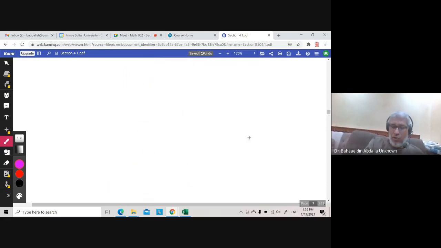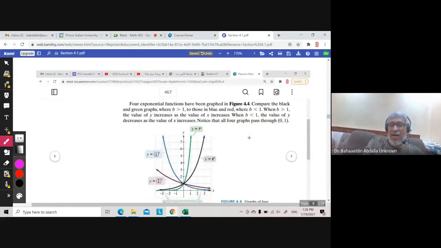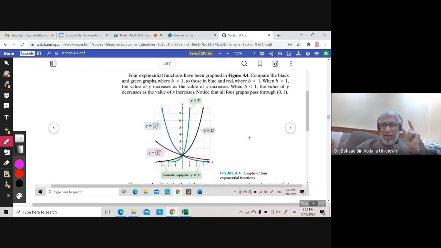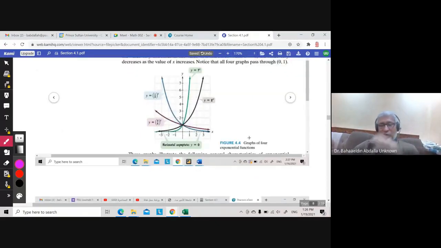So now you know that the graph of any exponential function, if b is greater than 1, would be like this. Here is 7 to the power x, here 2 to the power x: the base is 2 in the black, and in the green the base is 7. While if the base is half, or 3 over 4, the graph would be decreasing like this because it's less than 1. So either the graph is increasing or decreasing.